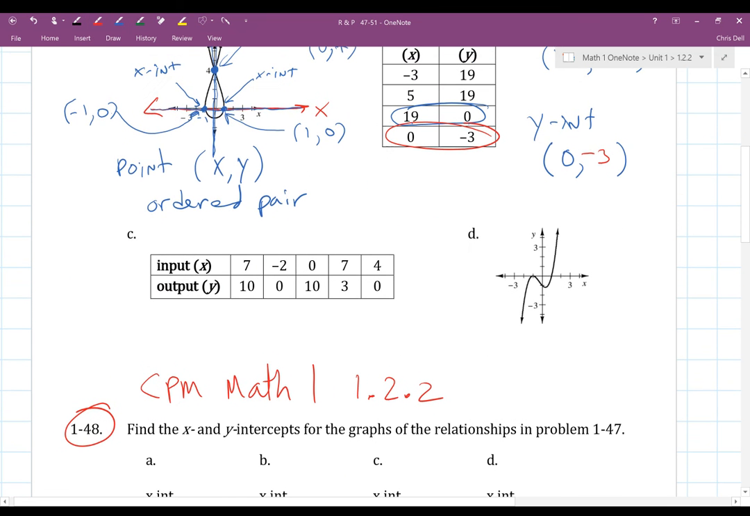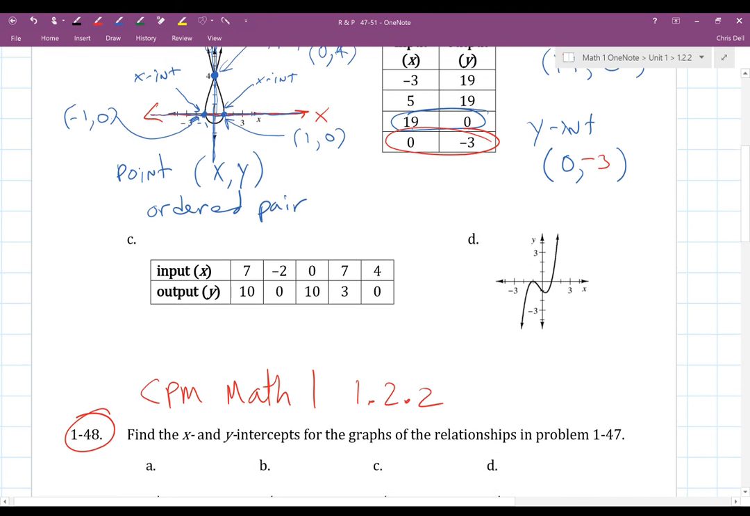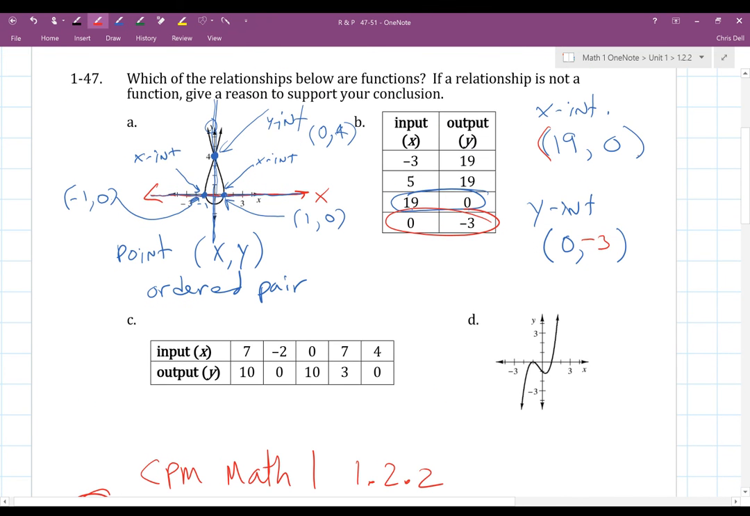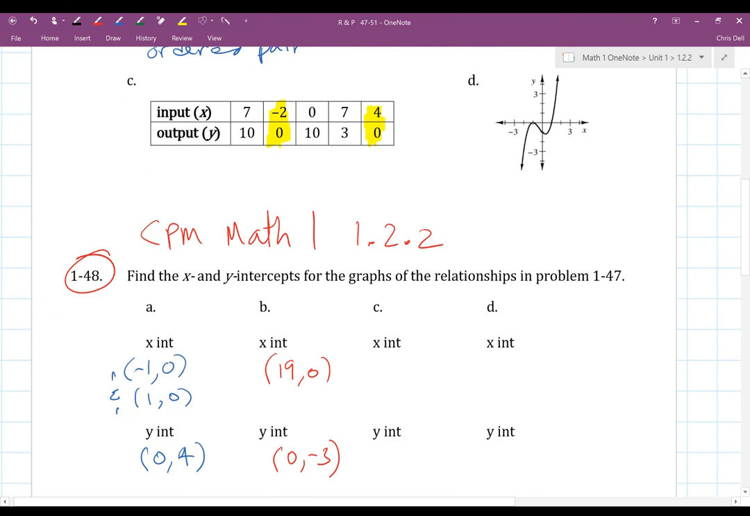All right. With C, again, we have another table, input output. So I'm looking for my zeros. As I pointed out up here, the x-intercept is always where the y is 0. For the y-intercept, the x is always 0. So if I'm starting with my x-intercepts, where is the y 0? Y is 0 here and here. So it's this point and that point. Those would be considered x-intercepts because that's where the y is 0. So those points are -2 comma 0 and 4 comma 0. Those are the x-intercepts.